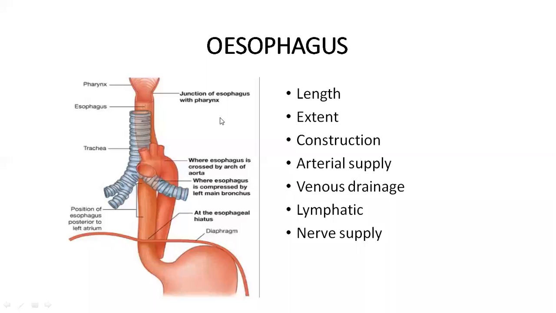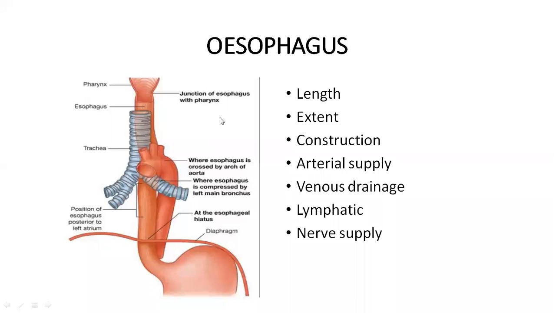Then again from the incisor teeth, 27.5 centimeters is the constriction by the crossing of the left bronchus. The last constriction is at 37.5 centimeters. Where is it happening? At the piercing of the diaphragm. So four constrictions are there.